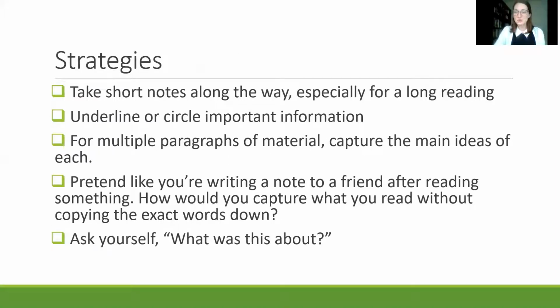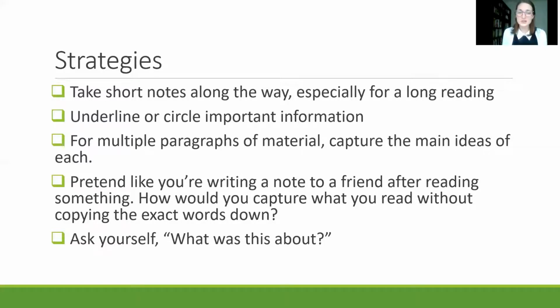So, some strategies for creating a summary. First, if you are reading something long, I'd encourage you to take short notes along the way so that you can remember the things that happen. You can also do this by underlining or circling the important information that you see. And if you have something that has multiple paragraphs of material, one thing that could be good to do if you're making these notes or circling, underlining information, is to make sure that you capture the main ideas of each. The way I like to do this is I read a paragraph and then I say, what was that paragraph about? What did every sentence in that paragraph have to do with? And that helps me narrow it down to the main idea.